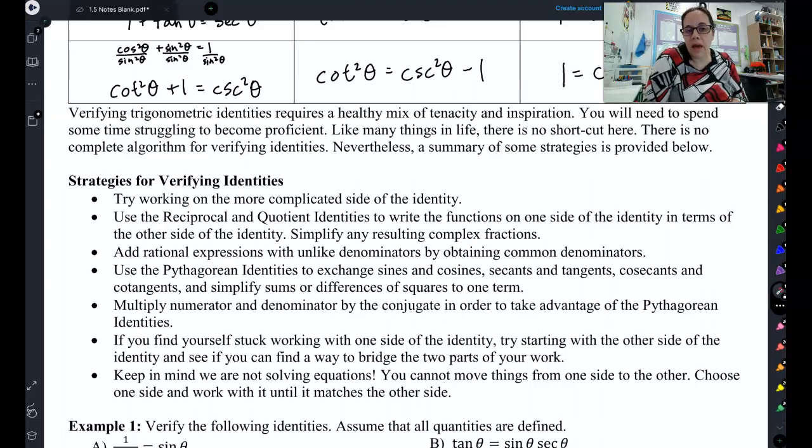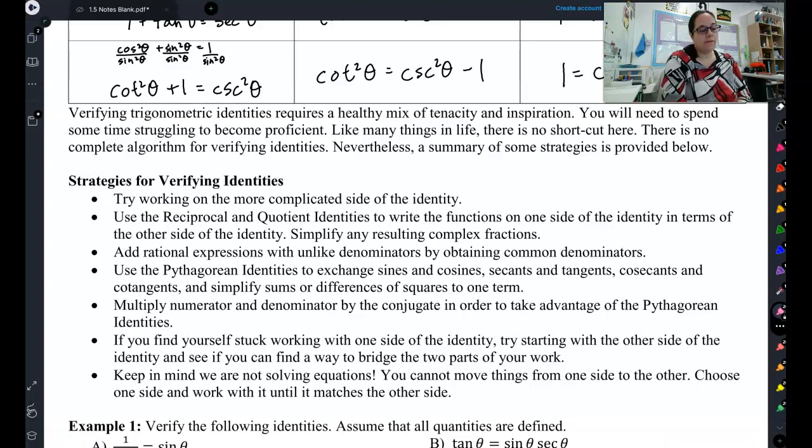Verifying identities can be one of the things that students struggle with in this class more than others. That is because there is no one way to prove these identities. There is actually a lot of different ways. There's also a lot of different ways that don't work. So I would like to highlight some things here.